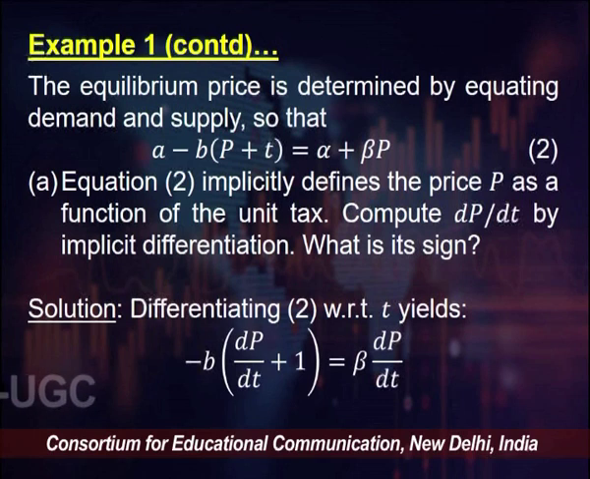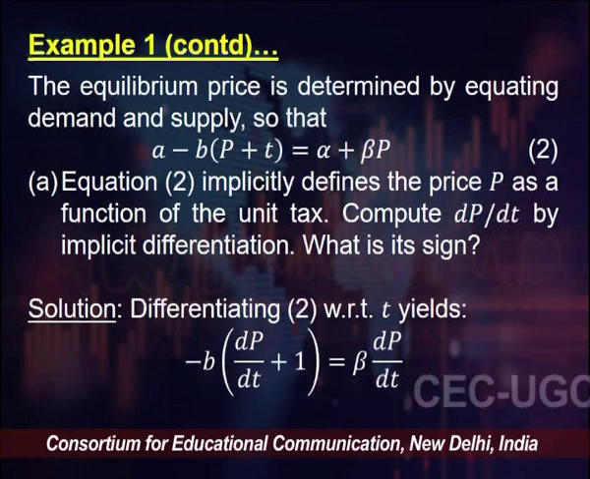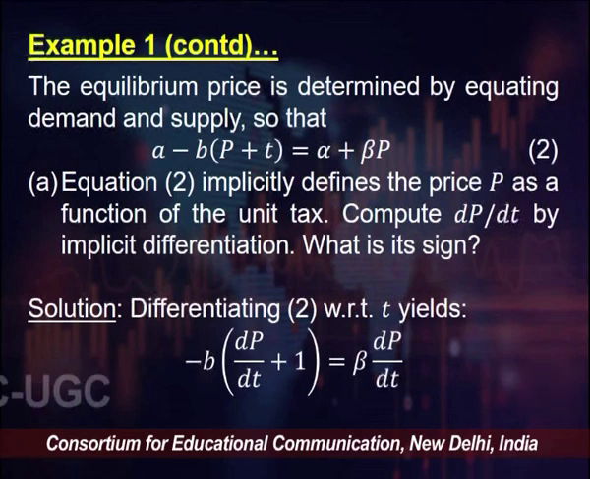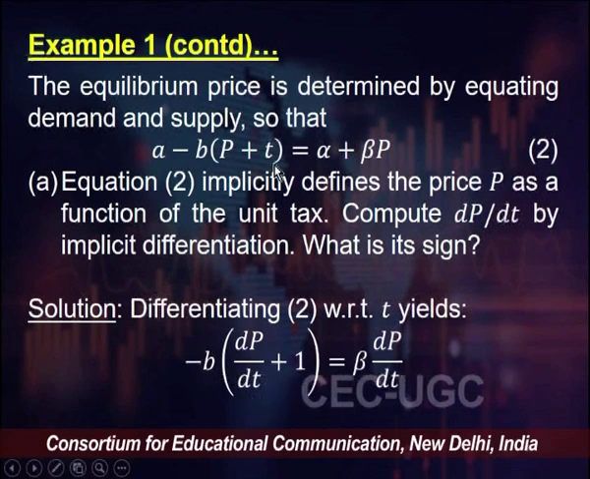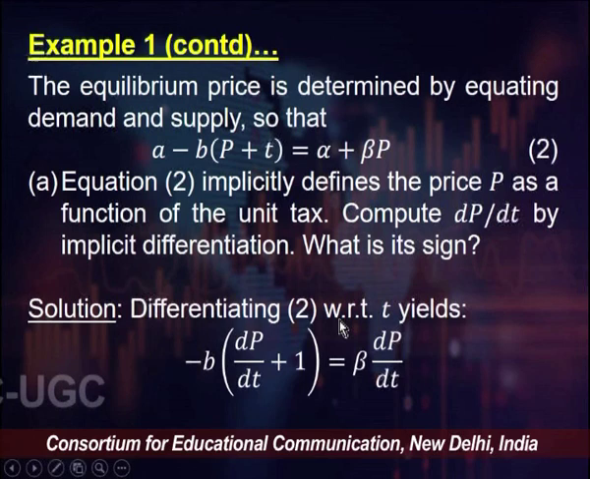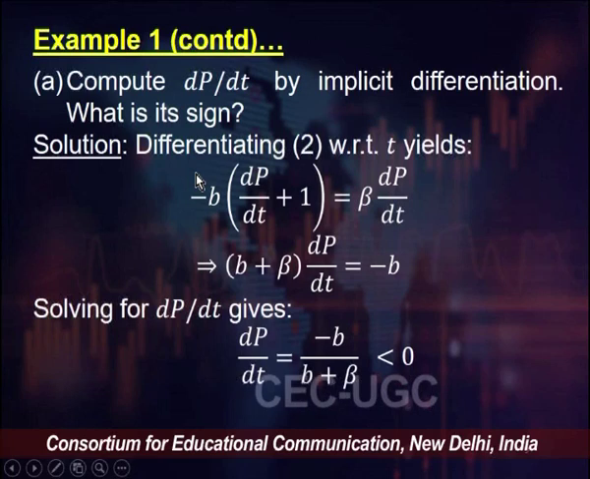Okay, so as I said in the beginning of the video, how do we go about using the method of implicit differentiation? We will differentiate both sides of the equation, which is equation 2, with respect to t. And once we differentiate that, we get, now see A is a constant, so minus b times dP by dt plus 1, because we're differentiating with respect to t. And on the right hand side, you're going to get beta times dP by dt, right? Now let's just take this result to the next slide so that it's easier to interpret.